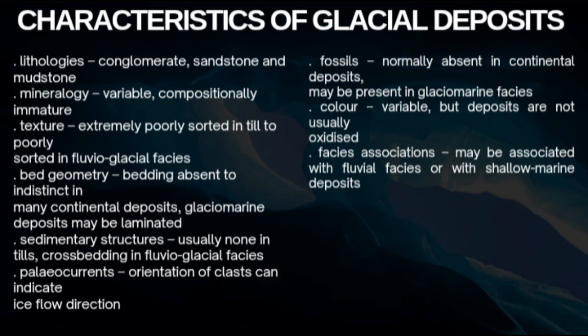The next one is the texture. Extremely poorly sorted in till to poorly sorted in fluvio-glacial phases. Sorting refers to the range of grain sizes in sediment. Till is the material dumped directly by the ice. It is extremely poorly sorted because the ice carries all grain sizes together and drops them in a chaotic mix. So you find large boulders embedded in a matrix of sand and clay.